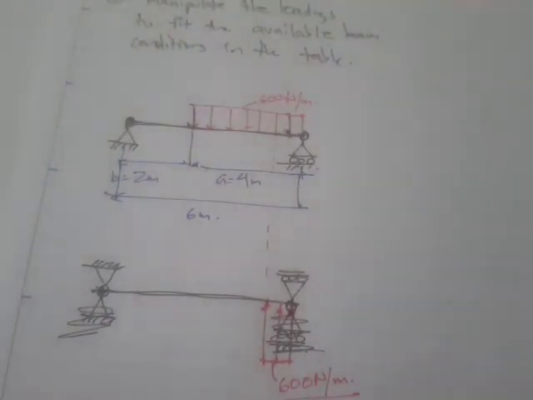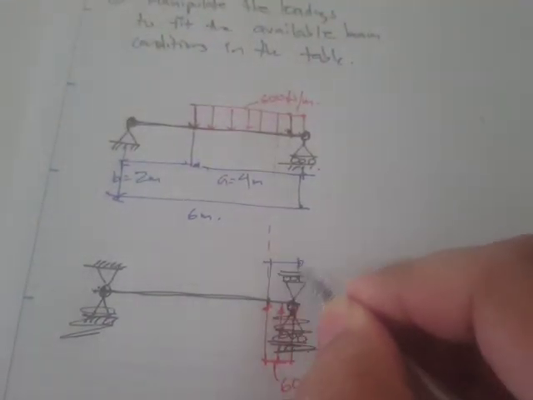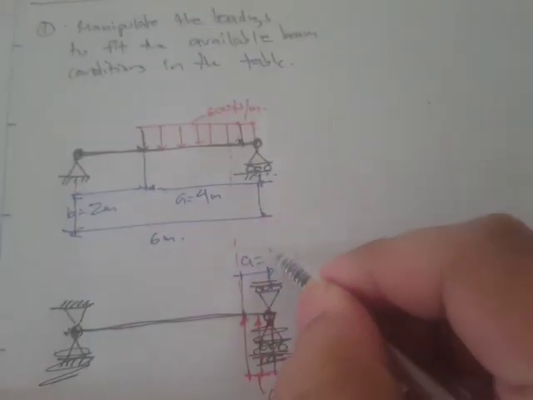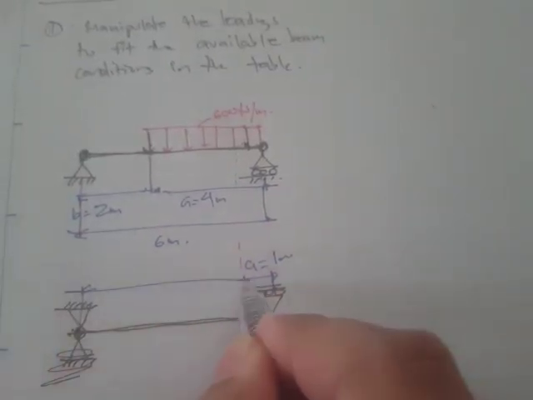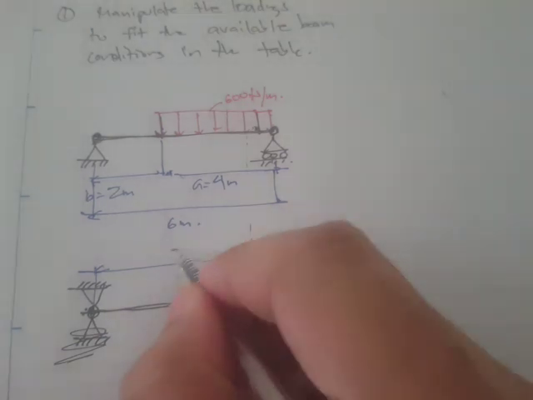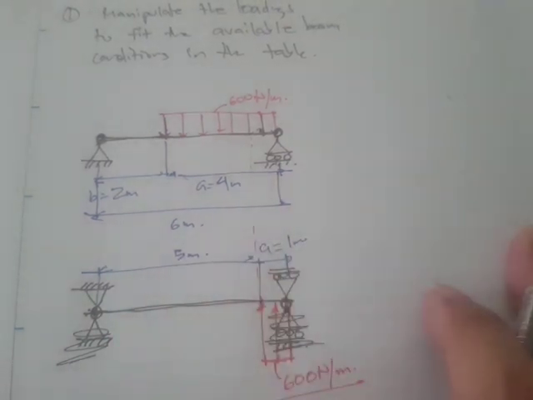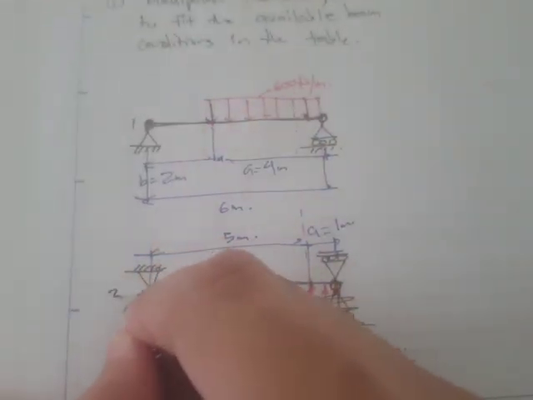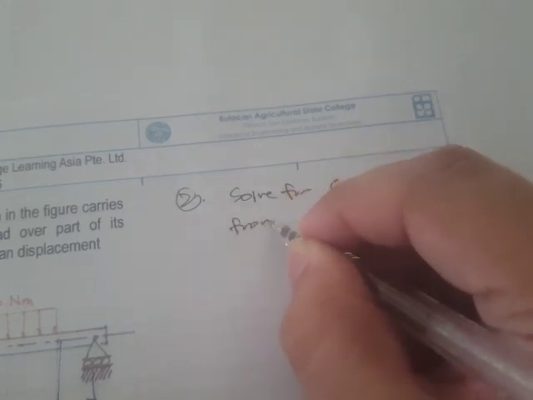And the distance right here, this is our A distance. This is 1 meter, and the B distance will be 5 meters. So here's our beam 1, and here's our beam number 2. So the next step is to solve for the deflection produced from beam 1.